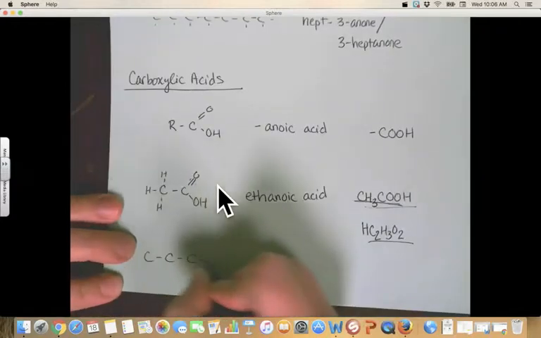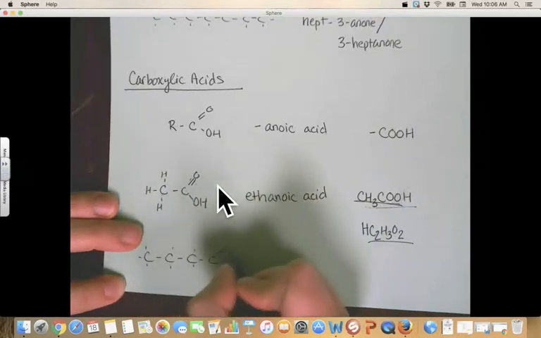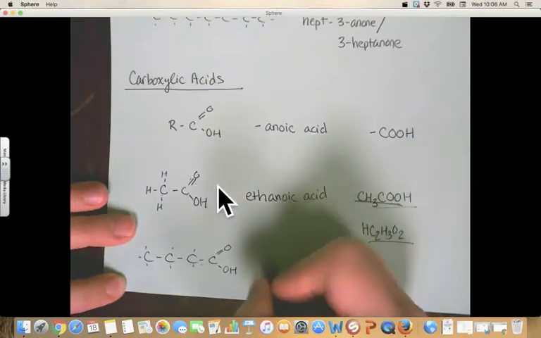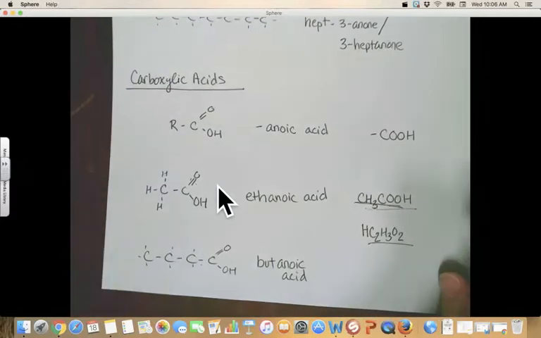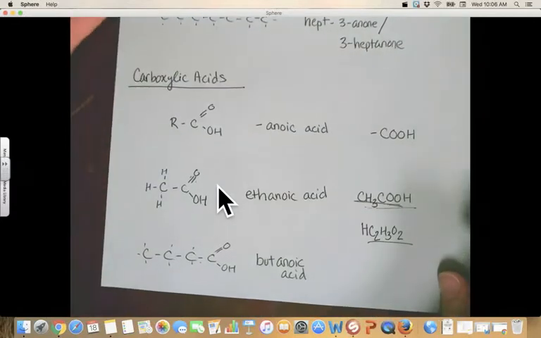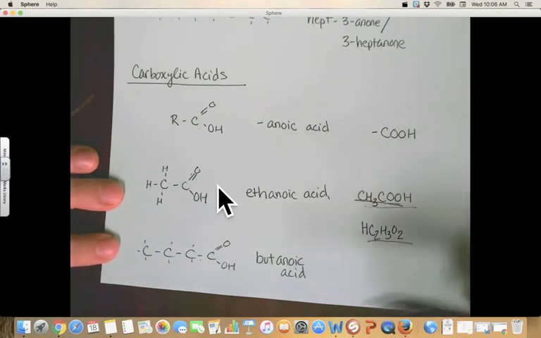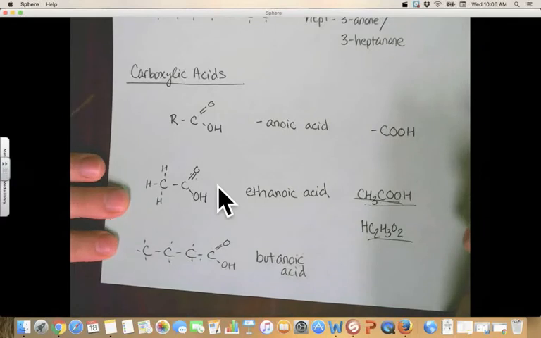Again, I'm not going to draw in all my hydrogens. Okay, so 1, 2, 3, 4. 4 is but. So butanoic acid. This has a very distinctive smell. So ethanoic acid is what is in vinegar. Butanoic acid is what is in vomit. And there's your chemistry lesson for the day. Enjoy, guys!